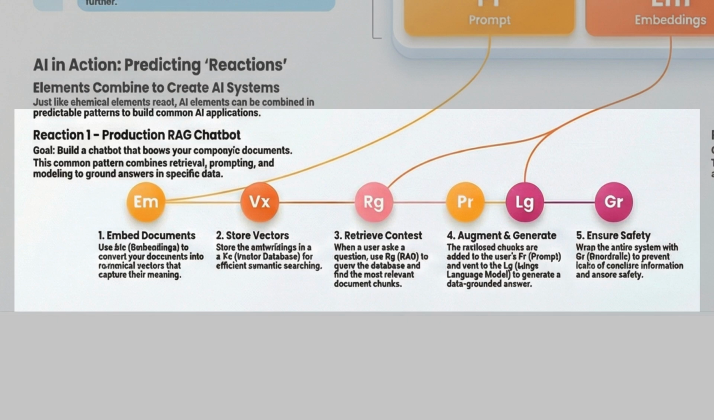This workflow follows a precise sequence: embed documents, store vectors, retrieve context, augment the prompt, then generate responses. Guardrails or filters can be added after generation to enforce safety and correctness. Thinking of each step as a separate element makes it easier to swap tools, tune behavior, and debug issues.